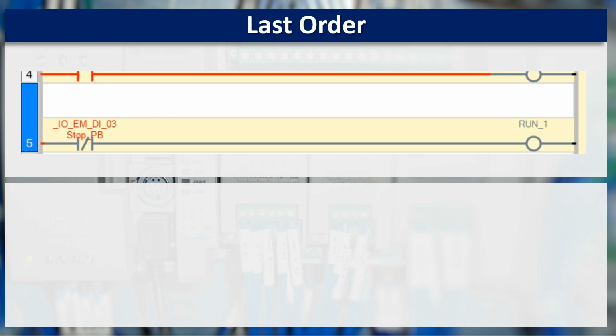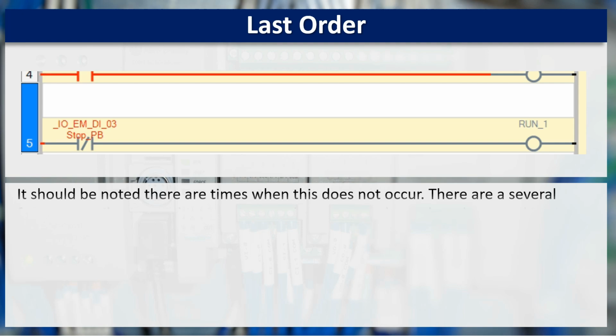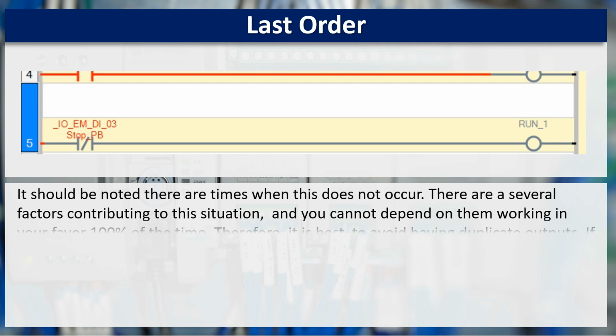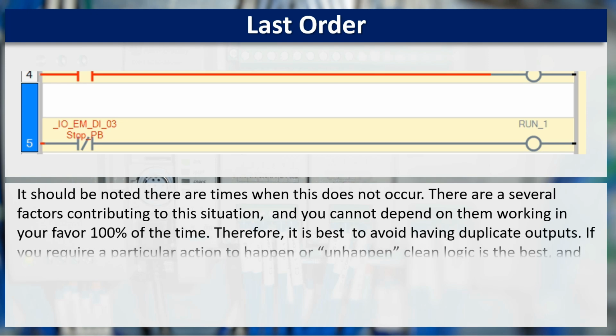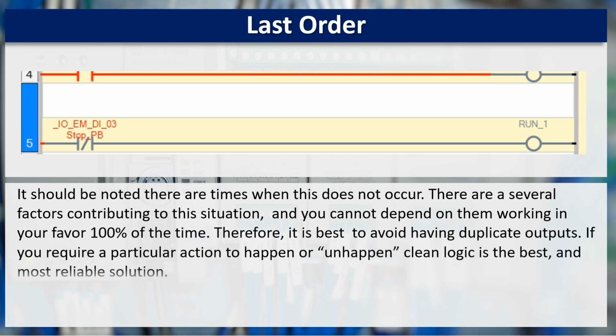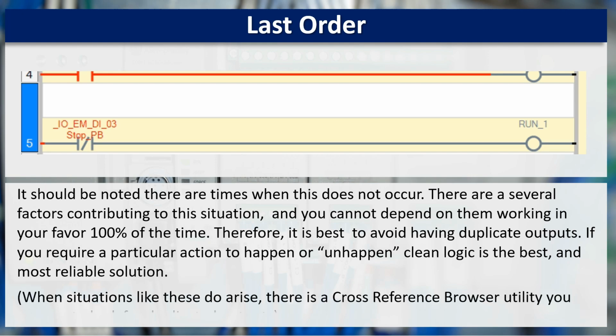It should be noted, there are times when this does not occur. There are several factors contributing to this situation, and you cannot depend on them working in your favor 100% of the time. Therefore, it is best to avoid having duplicate outputs. If you require a particular action to happen or unhappen, clean logic is the best and most reliable solution. When situations like these do arise, there is a cross-reference browser utility you can use to look for duplicated outputs.